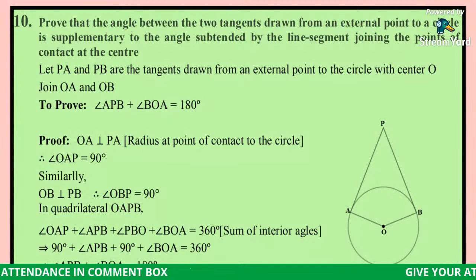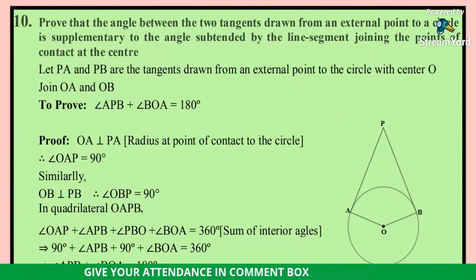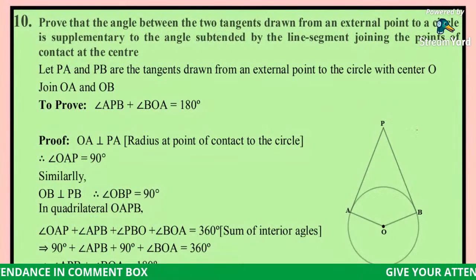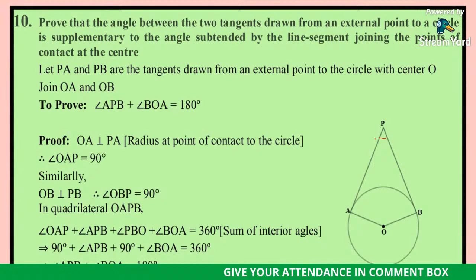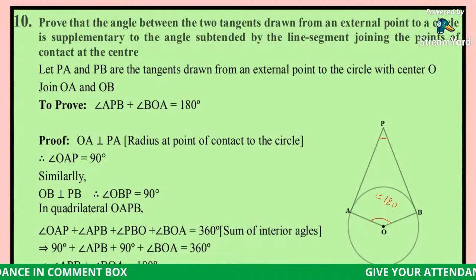Here we have to prove that the angle between the two tangents drawn from an external point, that means angle APB, and angle AOB, if you add these two angles, the sum should be equal to 180 degrees. That we have to prove.